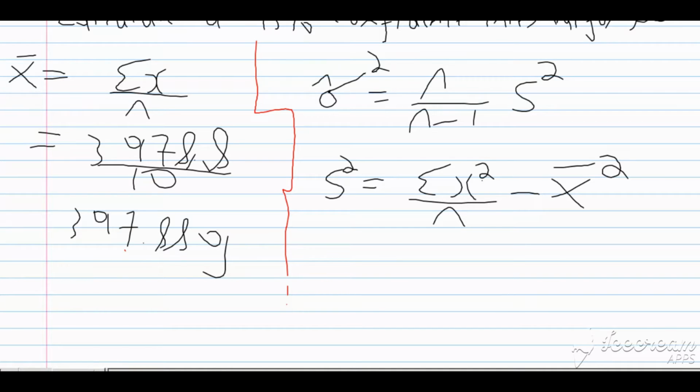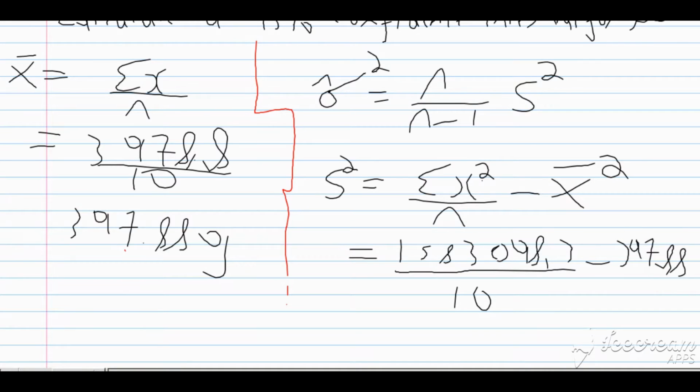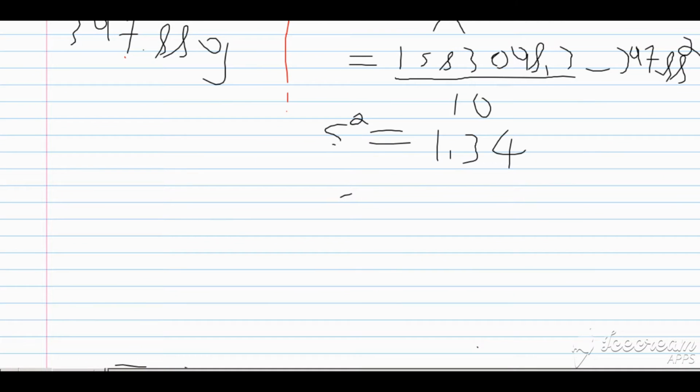We know that x bar here is the sample mean, and the sum of x squared is given in the question as 1.5 million, and so on. So this goes over my sample size, which we know is 10, minus x bar squared. We found x bar already to be 397.88, so minus 397.88 squared. Now you can simply put all this inside of your calculator. The sample variance becomes s squared equal to 1.34.